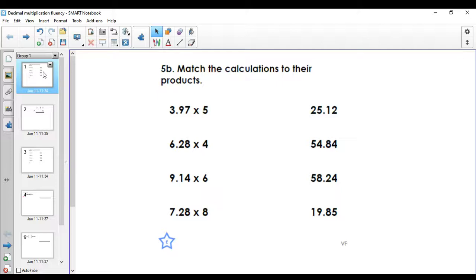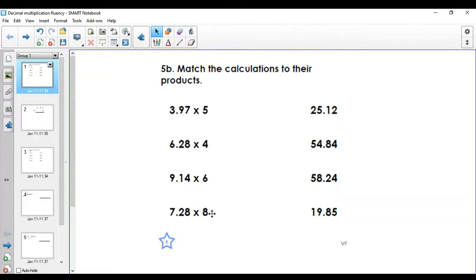Hello, my friends. We have looked at decimal multiplication for basic arithmetic work. Here we're going to take it forward with a bit more fluency work. Our first question: match the calculations to their products. Product is what you get when you multiply a multiplier by a multiplicand. So product is a mathematical term for the answer to your timesing problem.